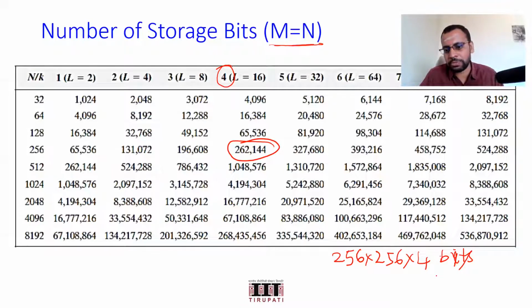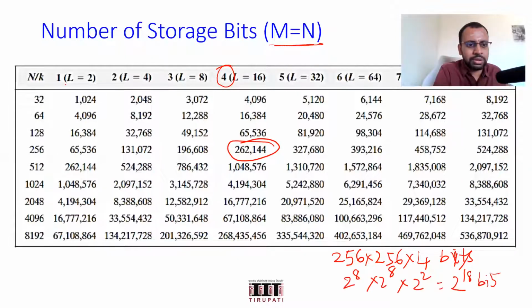These are the number of bits required. Okay, so 256 means this is 2 power 8, correct? Is that correct? Yes, sir. 2 power 5 into 2 power 5 into 2 bits. This is 2 power 10 into 2.